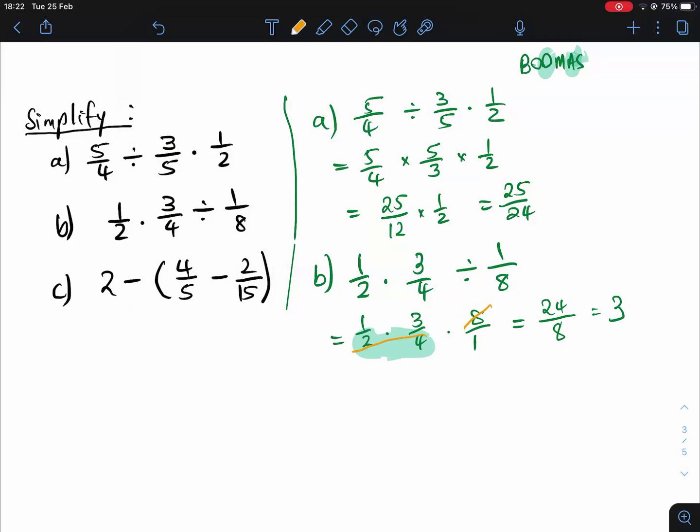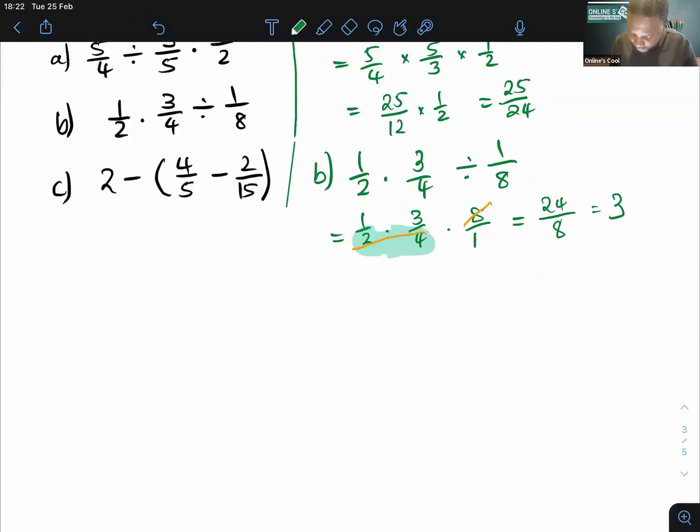Just be careful of ways to simplify because you don't want these numbers to be too big. Now you don't know what is 24 over 8. All right.